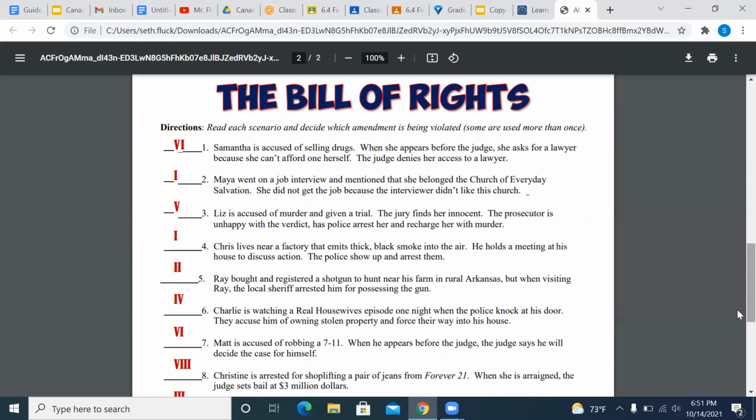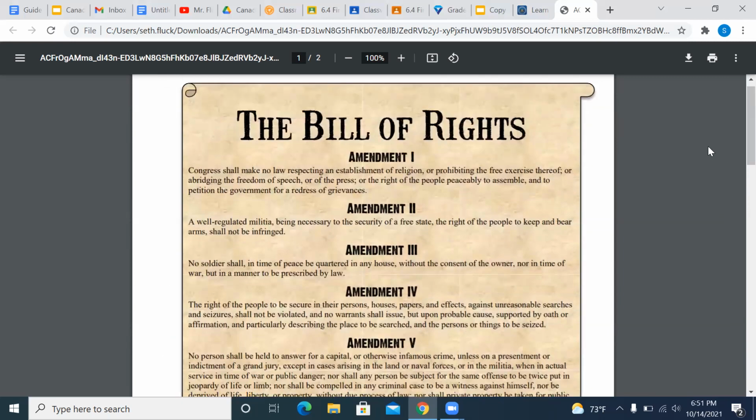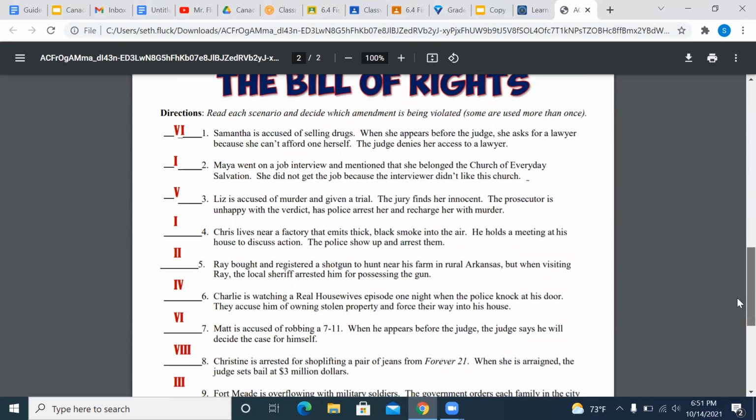Question 2, Maya went on a job interview and mentioned that she belonged to the Church of Everyday Salvation. She did not get the job because the interviewer didn't like this church. That's the First Amendment right here. First Amendment has 5 things in it. Freedom of religion, freedom of speech, freedom of the press, freedom to assemble, and freedom to petition. So that would be the freedom of religion aspect there.